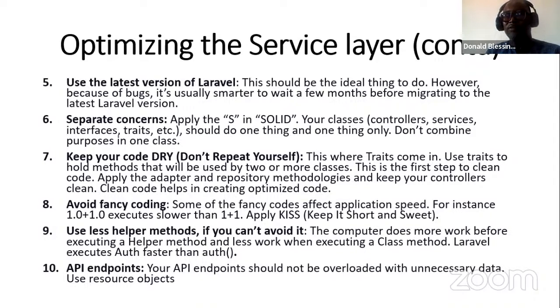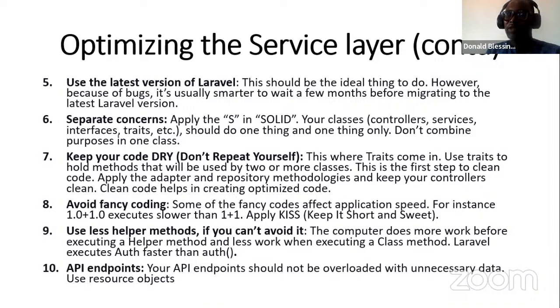Number 7, keep your code DRY. In other words, don't repeat yourself. This is where you use traits. Traits are used to hold methods that can be used in 2 or more classes. And it is also the first step to clean code. You can also apply the adapter and repository methodologies. The adapter methodology makes use of services and interfaces, while the repository methodology is an abstraction of the adapter methodology, but this time your repository handles every logic that has to do with your database. This will help your controllers to be clean. Clean code helps in creating optimized code.